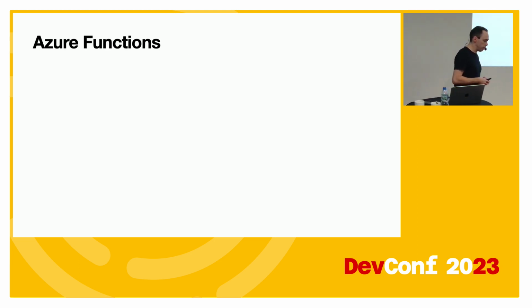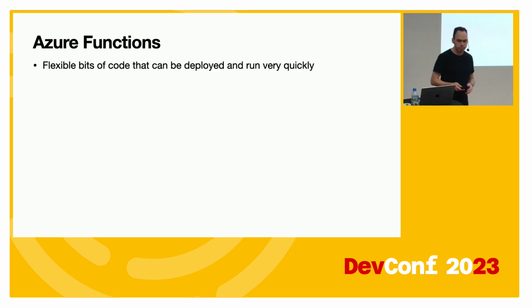Let's talk about Azure Functions. Of course, AWS Lambda, same analog, just a different tool set, right? Flexible bits of code that can be deployed and run very quickly. That's one of the big sells for Azure Functions, that it's cheap, starting out, and it's very turnkey to just go in, write some code, and make magic happen, which is awesome as a developer. We want to make magic happen.